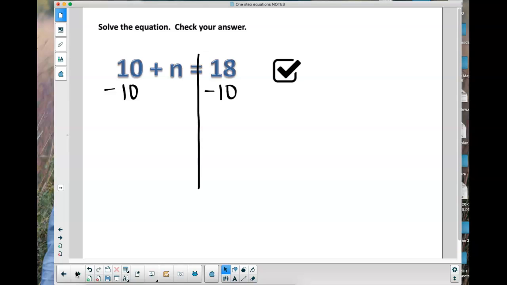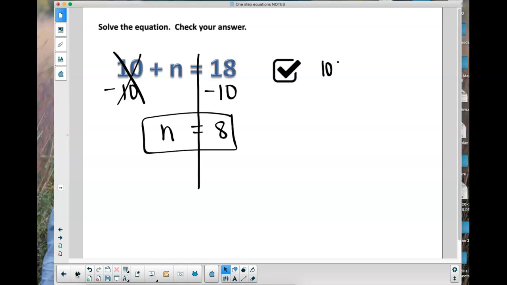Okay. Now on the side with the variable, I can cross off the 10s. And all I have left is the n. On the other side, I'm going to do 18 minus 10. 8. There's my answer. And that works, right? 10 plus 8 is 18. We're not going to worry about the checks because you guys are going to enter your answers on Canvas and see if they're right anyway. Okay? You can check it. 10 plus 8, well, that equals 18. That's what we wanted. Right? So we know it works.